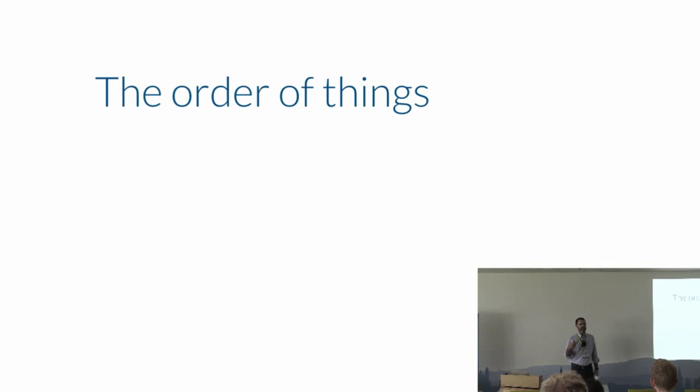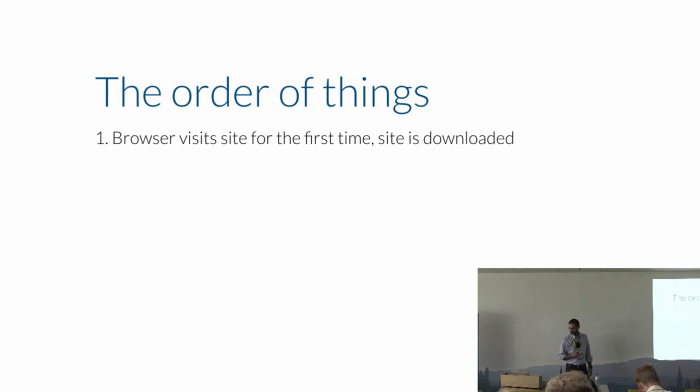So the order that app cache works is probably the most important thing to understand so you don't pull your hair out during development. The first thing that happens is you come to a site that has app cache enabled. The browser is first going to do what it always does. It's just going to download the resources that it needs and display them to the user. At that point, it's going to say, okay, here's the app cache file. Now I will start downloading all of the resources that are listed, which may or may not be files that you've already downloaded.